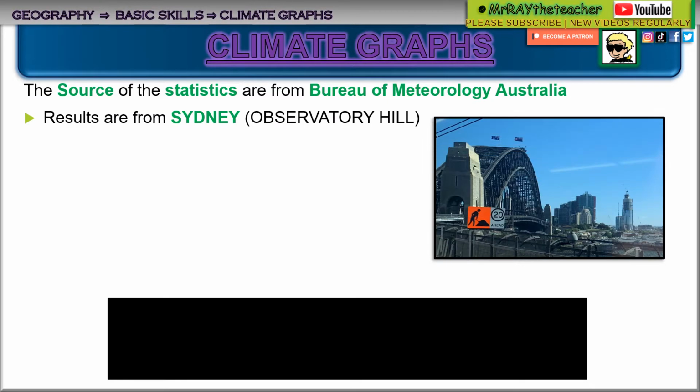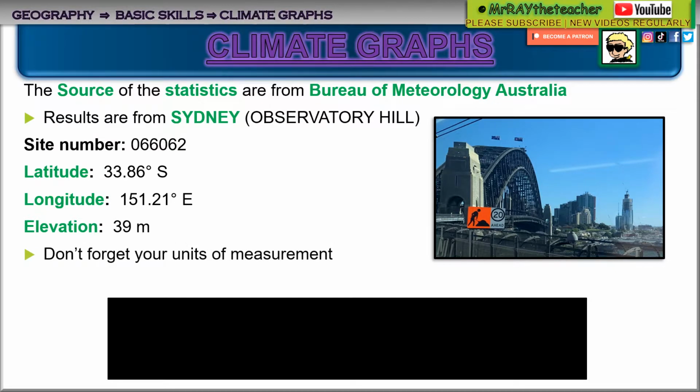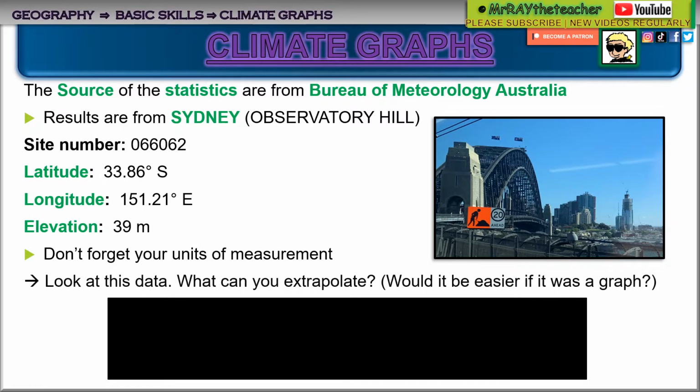So let's look at this here. The source is the statistics from the Bureau of Meteorology, Australia. The results are from Sydney Observatory Hill. I took this photo from the train on my commute. And the site number is 066062. Latitude, according to them, is 33.86 degrees. Longitude is 151.21 degrees east. Elevation's at 39 meters above sea level. Don't forget your units of measurement.